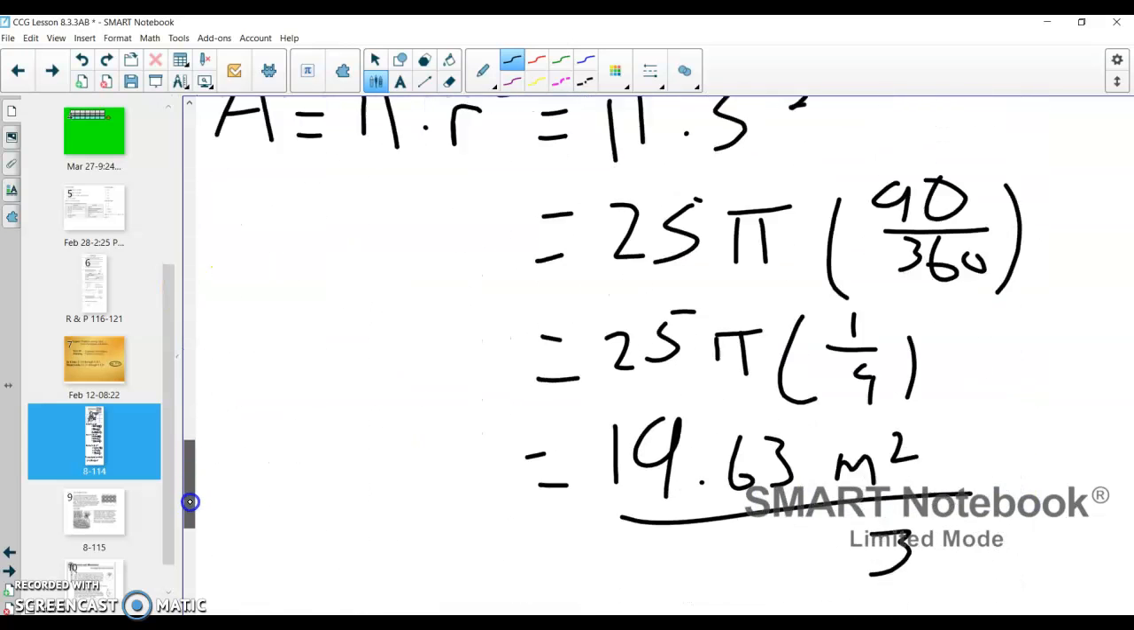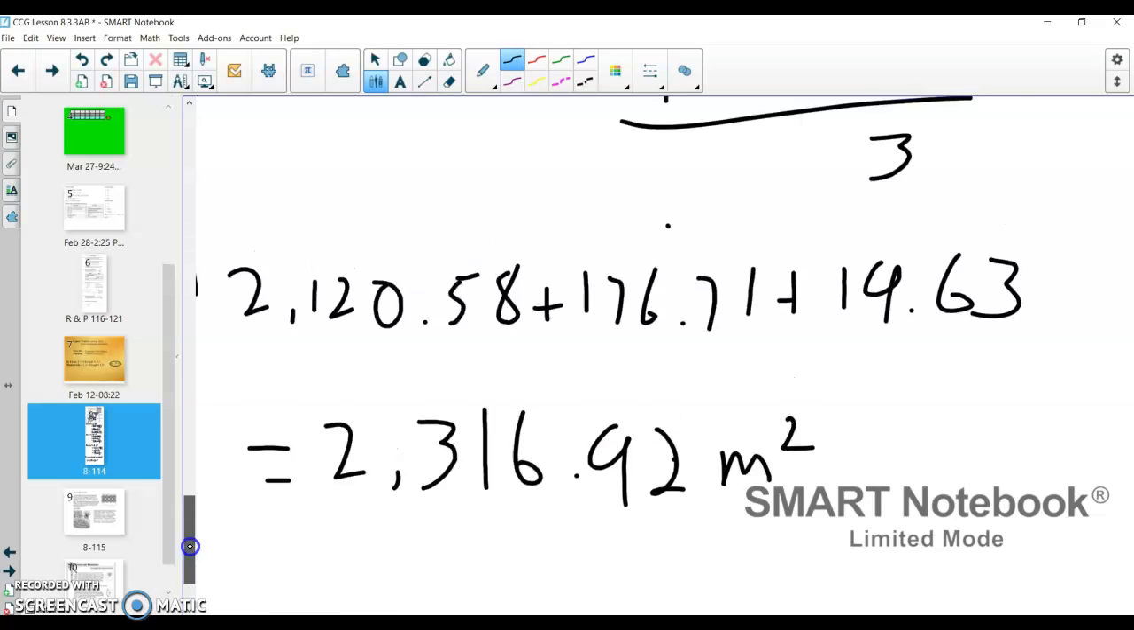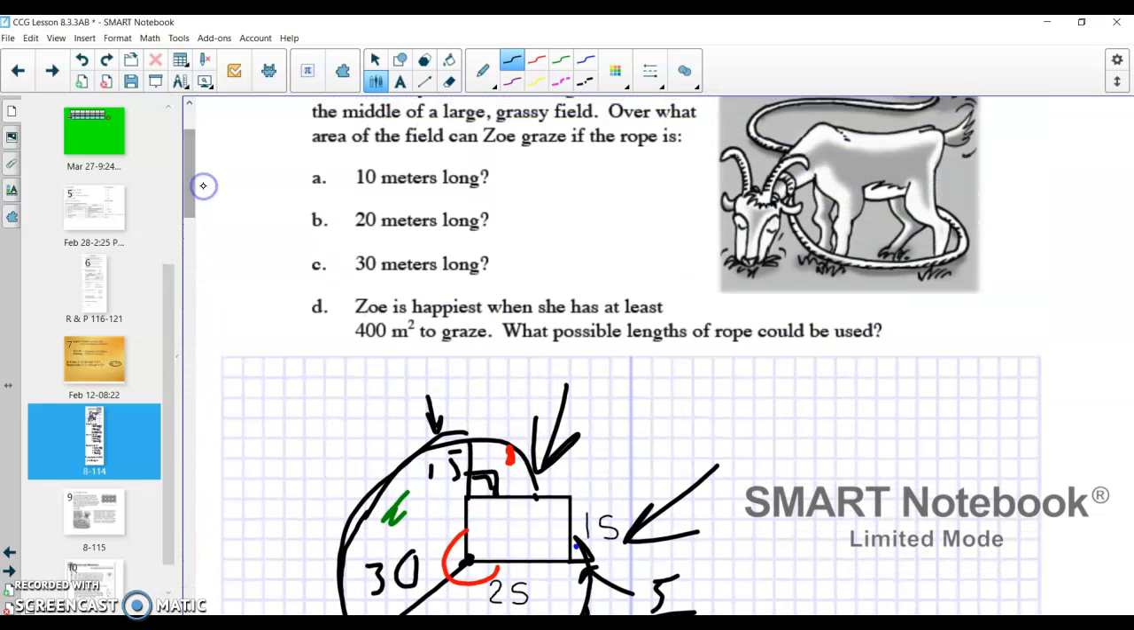It's really actually a great problem. It's practicing it. I mean, by the time we did C, we've practiced it like 7 times. Let's do part D though, and we'll move on. And so it's saying that Zoe is the happiest when she has at least 400 meters squared to graze. And it's saying, what is the possible lengths of rope that could be used?